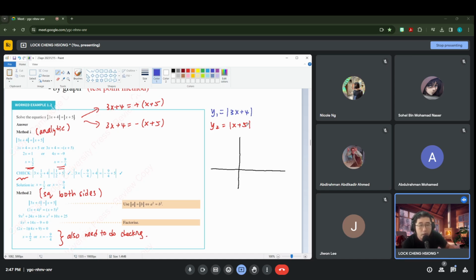For the blue graph, I get 4 and negative 4 over 3 like this. For the red graph, the coefficient in front of x is 1, therefore it will be flatter because the gradient is smaller. Although it passes through 5, it is flatter.